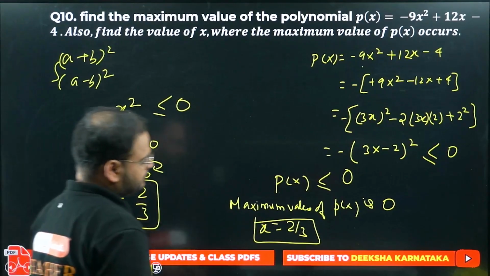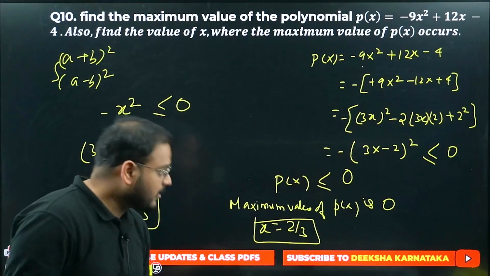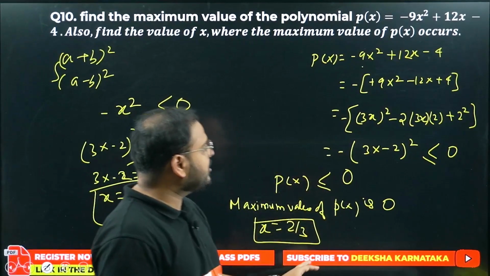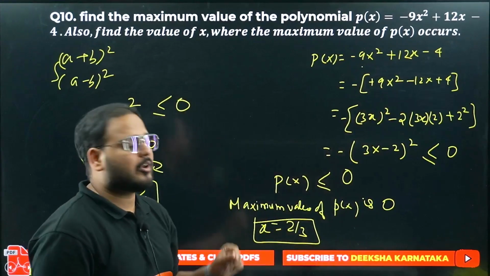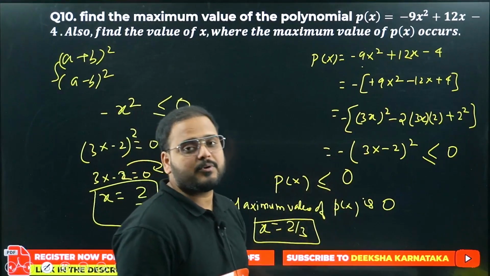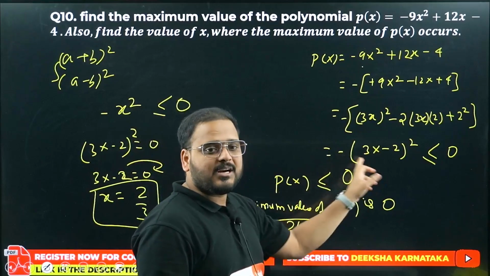X equals 2 by 3 means if you put x as 2 by 3 in the polynomial, this whole thing will become equal to 0, and that will be the maximum value. It can never be a positive number because of the minus sign outside the whole square.